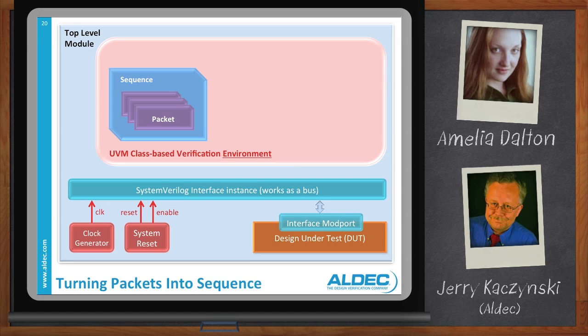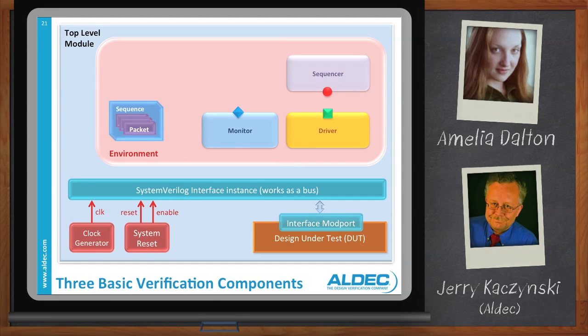Okay, to handle our data items, we need some verification components, or VCs, as you can see them described on some smallish diagrams. And as we see in the current diagram, three kinds of verification components are almost always visible. They are monitor, sequencer, and driver.